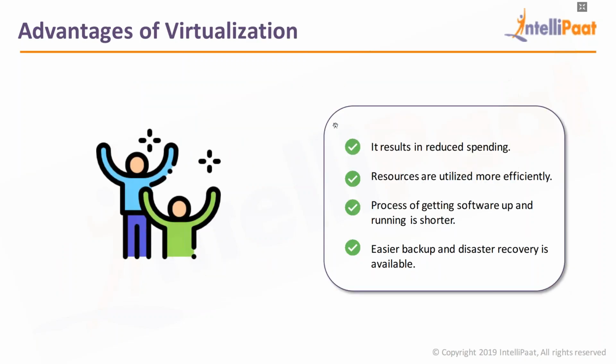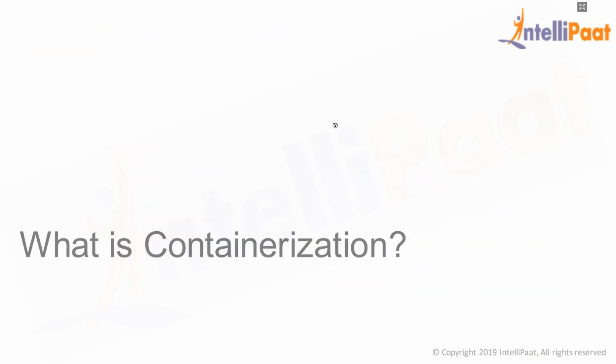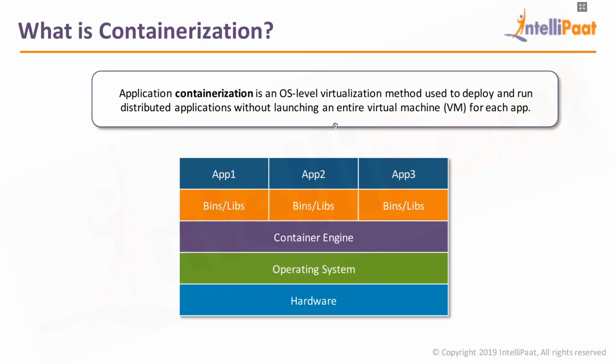It reduces the cost and utilizes resources more efficiently. These were the advantages of virtualization. Now we have containerization, which is quite popular. Why do we use containerization? Containerization is an OS-level virtualization method used to deploy and run distributed applications without launching an entire virtual machine for each app. Launching a virtual machine always takes around 2, 3, or 4 minutes, depending upon the configuration.